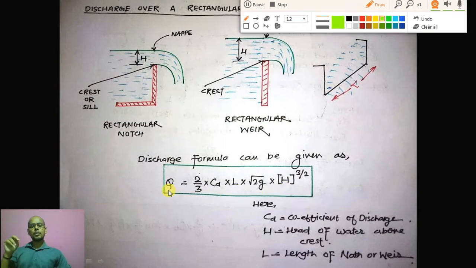The formula you can write: Q is equal to 2/3 into CD into L into root 2g into H to the power 3/2. These are the terms CD, H and L, and using this formula you can find out the discharge through this particular rectangular notch or rectangular weir. So this is about the rectangular section.